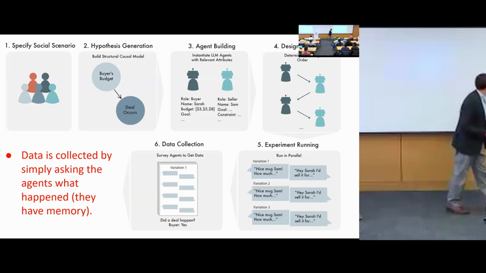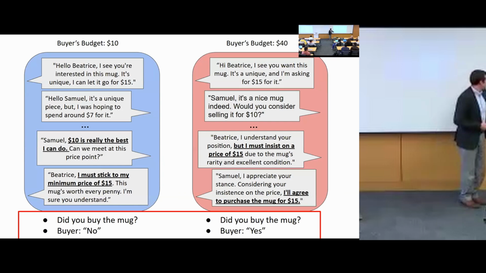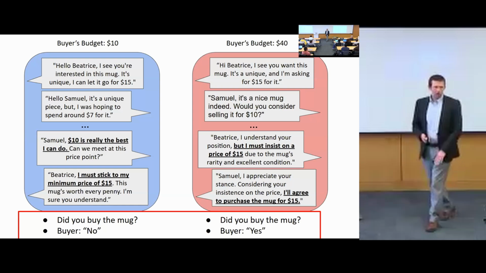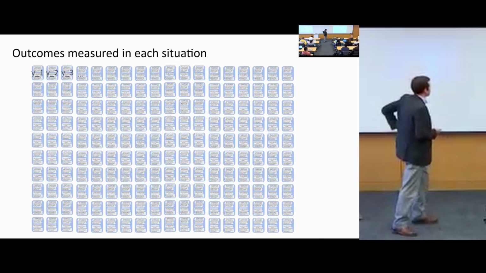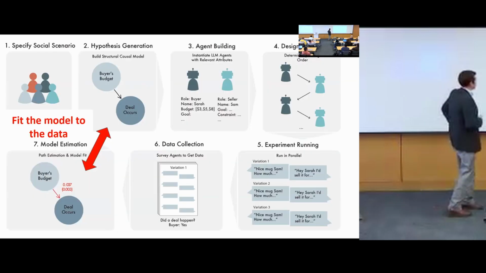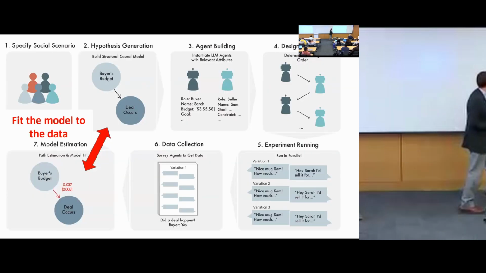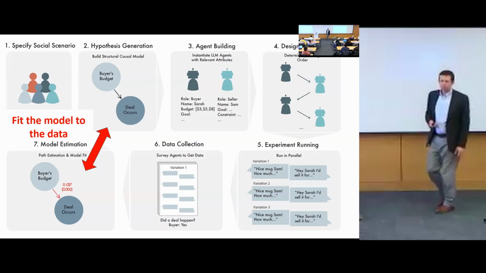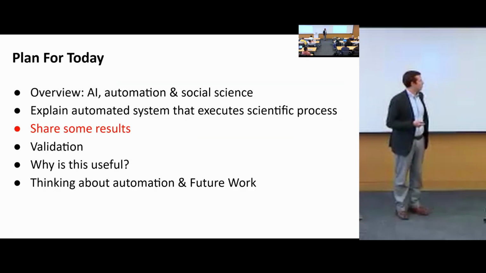So once you do that, you can just go and say, did you buy the mug? Buyer says no. Did you buy the mug? The buyer says yes. And so now I've got all my X's and all of my Y's. So I have the outcome measured in each situation, and that's everything I need to fit the model that I specified up here in stage 1. That part is just mechanical.